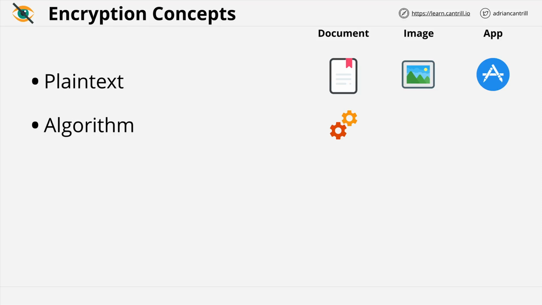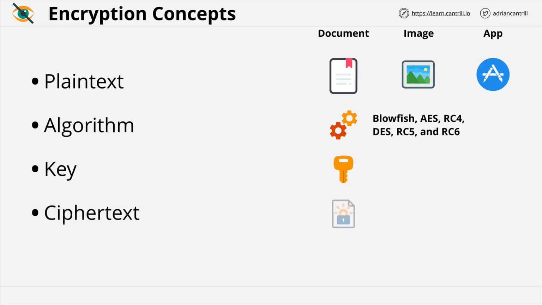Now, common examples of algorithms are Blowfish, AES, RC4, DES, RC5, and RC6. When an algorithm is being used, it needs the plain text and it needs a key. And a key is the next term I want to talk about. A key, at its simplest, is a password, but it can be much more complex. When an algorithm takes plain text and a key, the output that it generates is ciphertext.